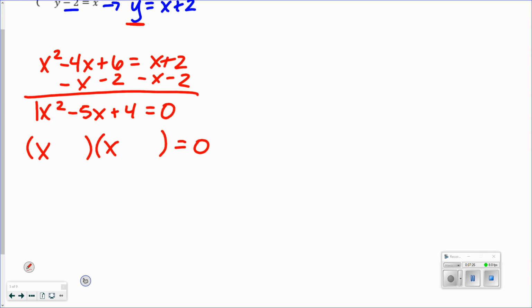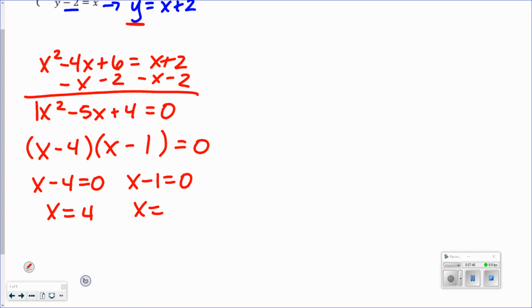My next step is to take my factors, so x minus 4 equals 0 and x minus 1 equals 0, and then find the value of x. So I get x is equal to 4, x is equal to 1. So I have two x's, which means I'm going to have two solutions. So I need to figure out what are the y values.